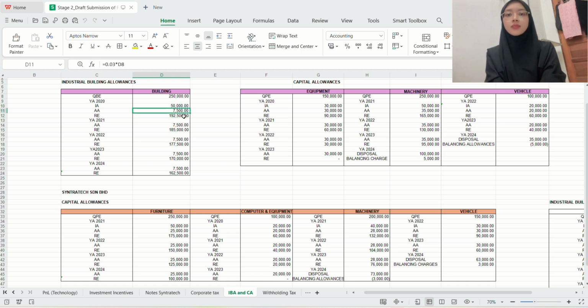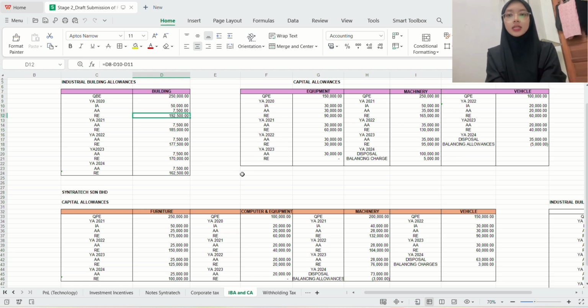After that, we must multiply the percentage with the QBE above, which is 20% multiplied by 250,000 and 3% multiplied by 250,000. And we will get 50,000 for IA and 7,500 for AA. After that, we must calculate the retained earning for year of assessment 2020. To get the retained earning, we must deduct the IA and AA from the QBE. That's how we get the retained earning, which is 192,500.